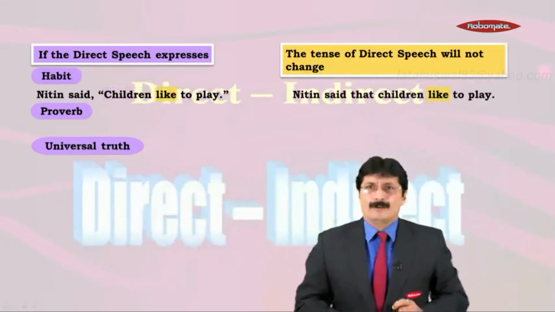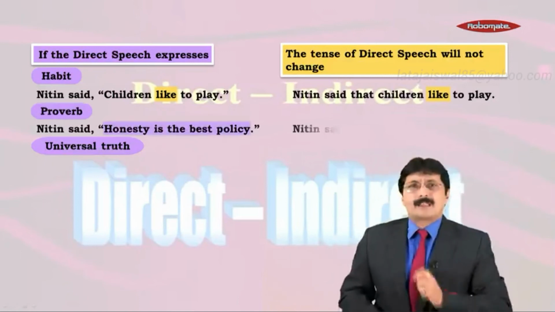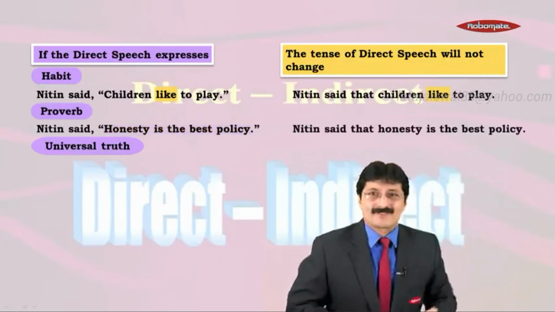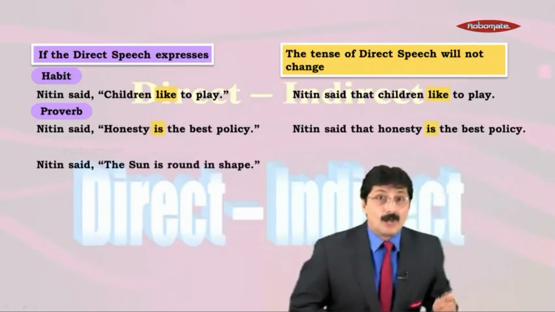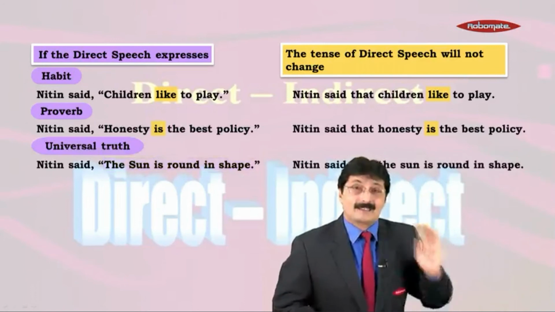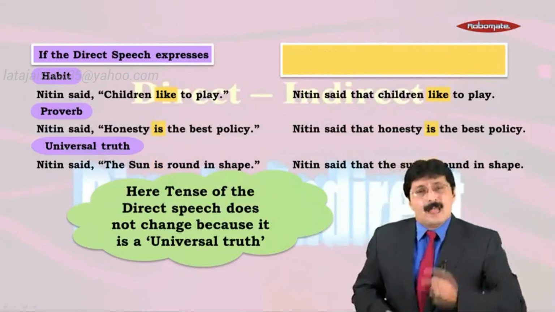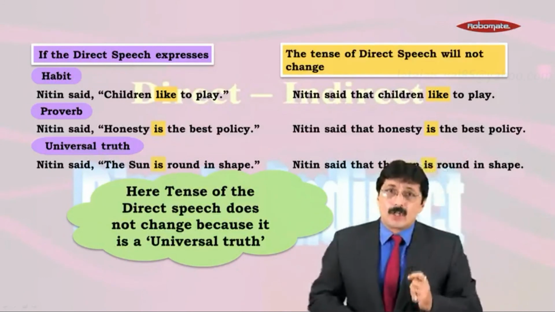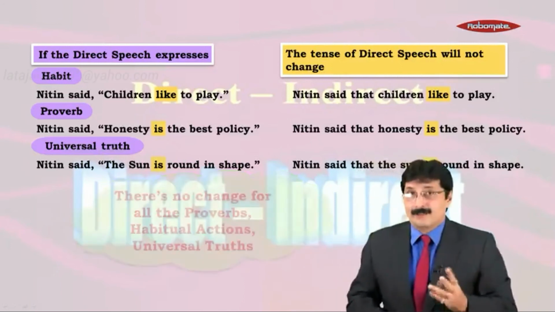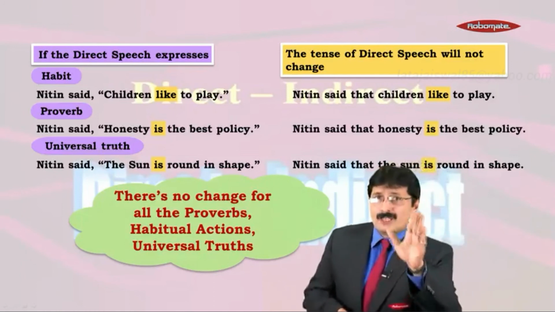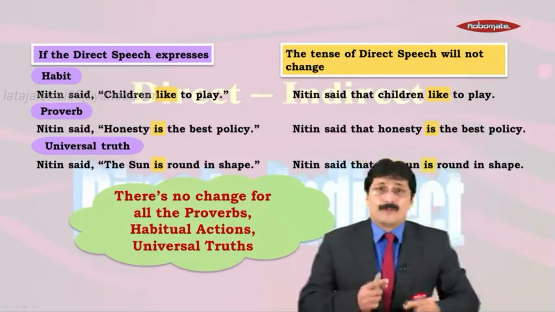Let's take a proverb. Fantastic. Honesty is the best policy. Yes, it's a proverb. So there is going to be no change. And let's take a universal truth. Here we are. The sun is round in shape. So Nitin said that the sun is round. You can't say that the sun was round. So continuing, the tense of the direct speech does not change if it expresses habit, proverb, or universal truth. How can we say it? There's no change for all the proverbs, habitual actions, universal truths.